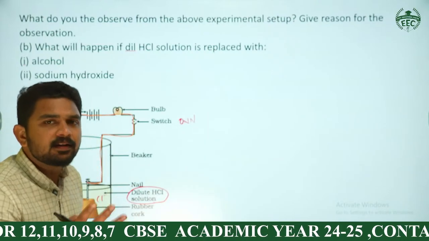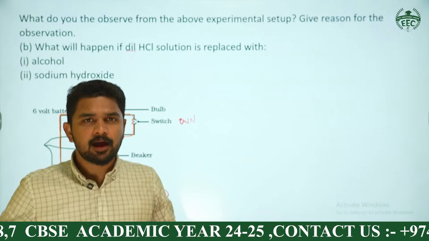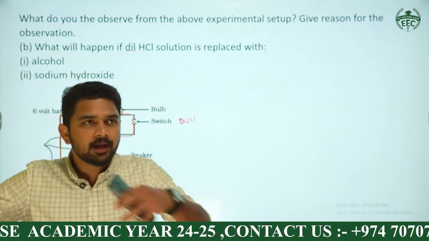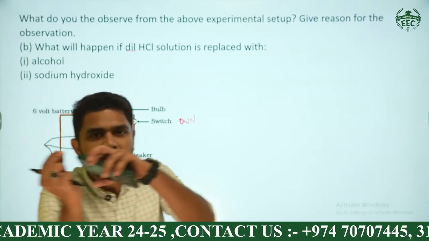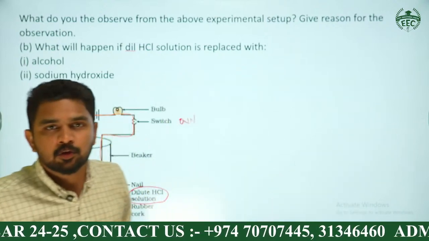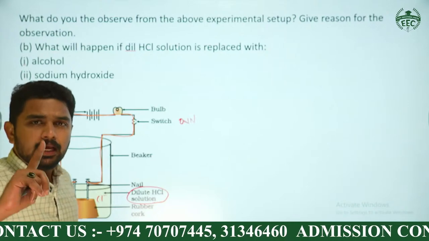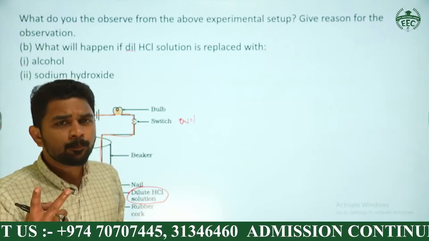In metals, why are metals electrically conductive? They have free electrons, right? So the free electrons will carry the electric current through the metal. Okay, so the first one is free electrons. What is the second one?